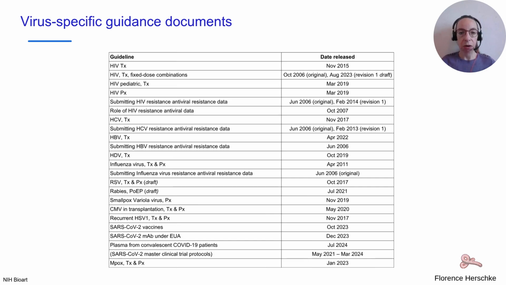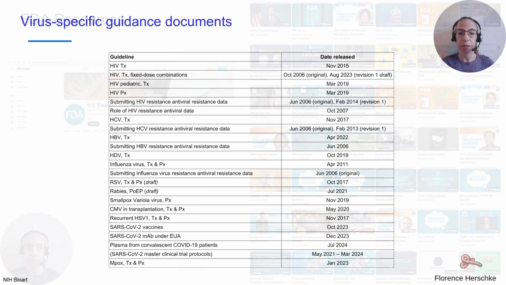Most of them are on HIV, as historically a lot of HIV antivirals were discovered and developed, as well as HCV, HBV, HDV, influenza, RSV, rabies, smallpox, CMV, HSV1, SARS-CoV-2, and more recently Mpox. For some of the older guidance documents, there are also revisions in the meantime. So make sure to check whether your virus of interest is included in a guidance document.